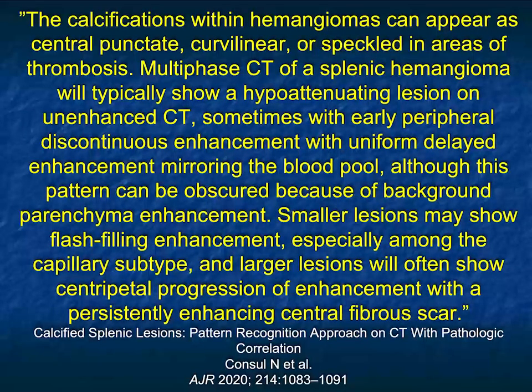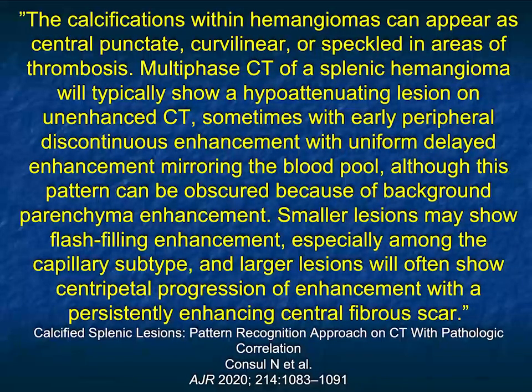In this article by Consul talking about calcified splenic lesions and a pattern approach, calcifications with hemangiomas can appear as central punctate, curvilinear or speckled in areas of thrombosis. Multi-phase CT of a splenic hemangioma will typically show a hypoattenuation of the lesion on unenhanced CT, sometimes early peripheral discontinuous enhancement with uniform delayed enhancement mirroring the blood pool, although this pattern is not always going to be the case.